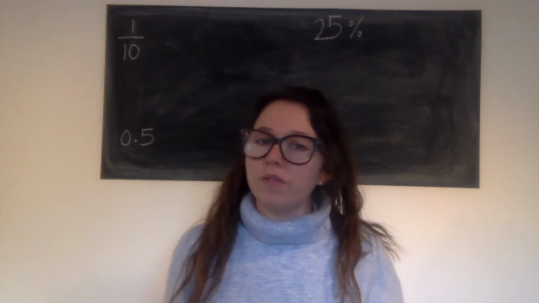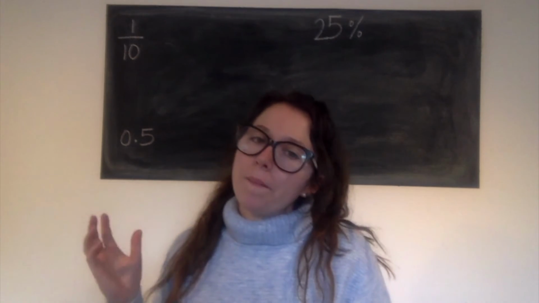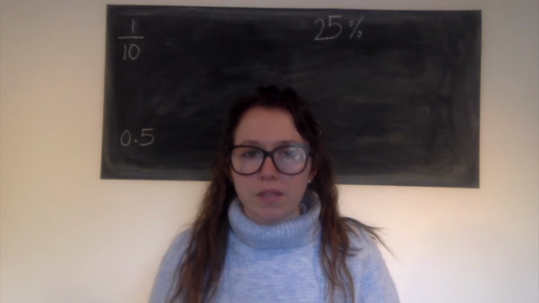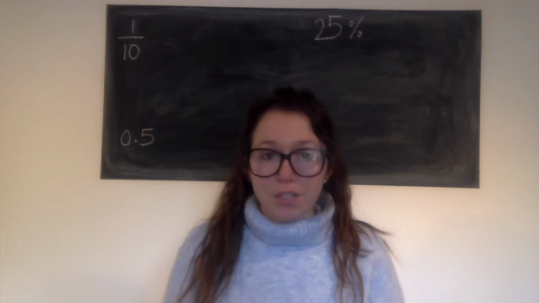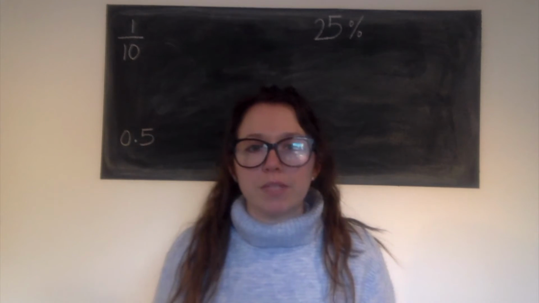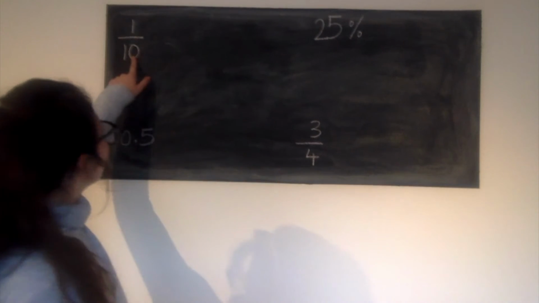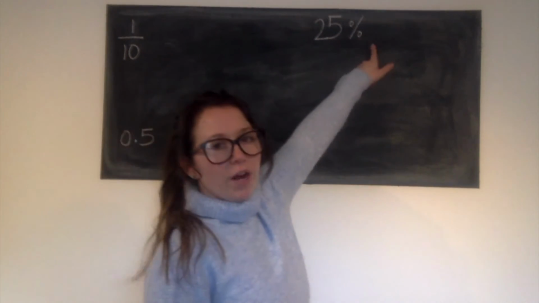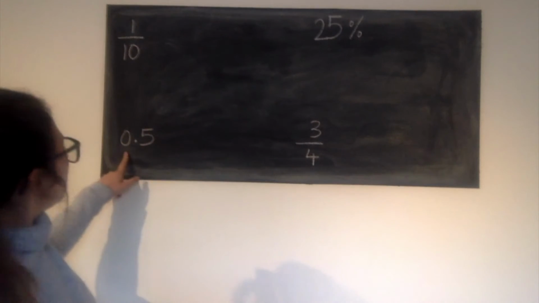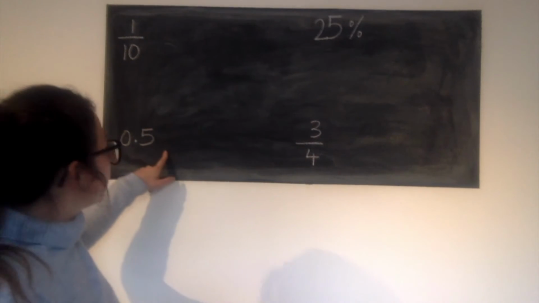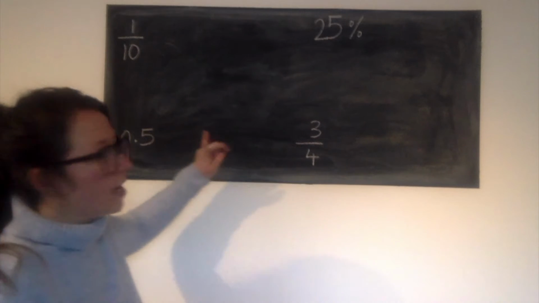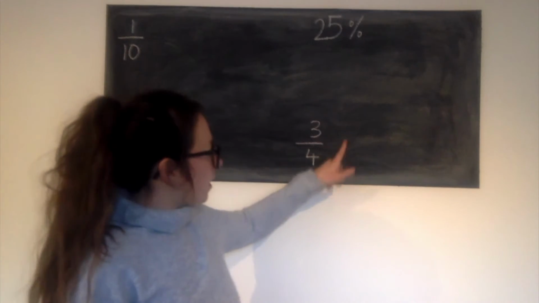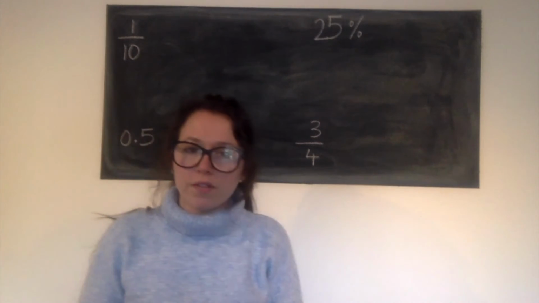Now to draw all of that learning together. So I've given you a mix here of fractions, decimals and percentages, and I want you to represent each of them as a fraction, decimal and percentage. So the first one, you've got 1 tenth. What's that as a decimal and a percentage? 25%, what's that as a fraction and a percentage? 0.5, I want that as a fraction and a percent, and 3/4 as a decimal and a percentage. So pause the video and have a go.